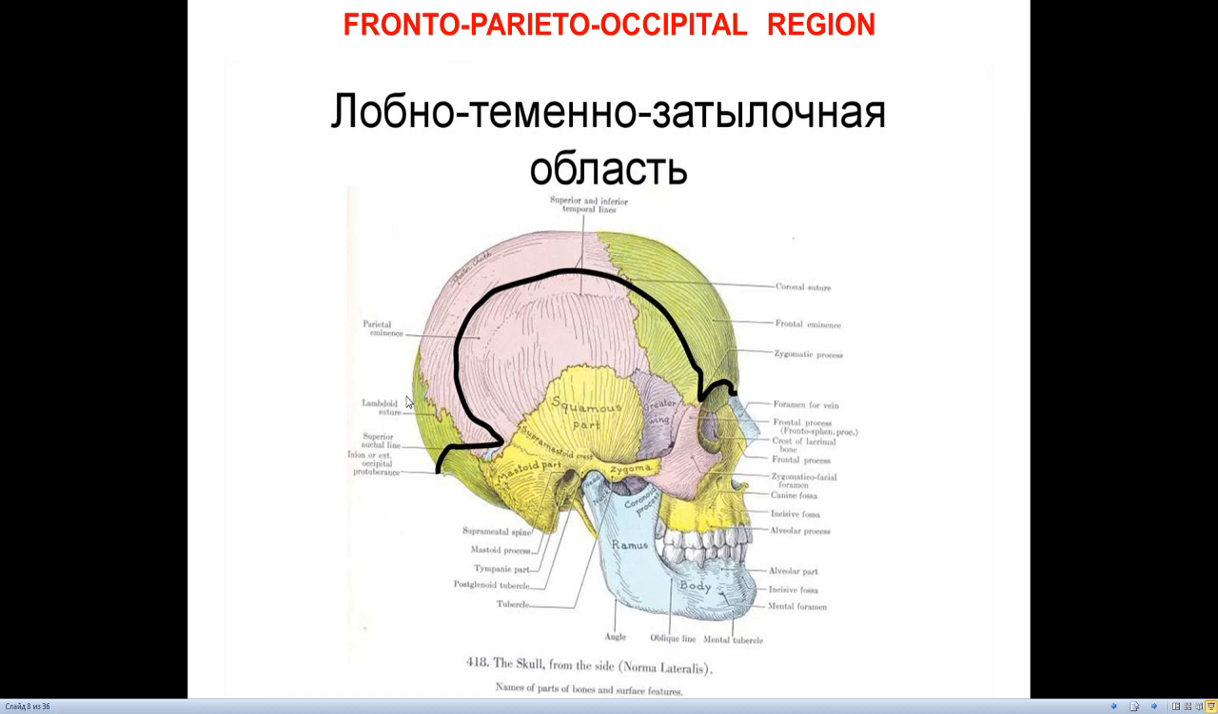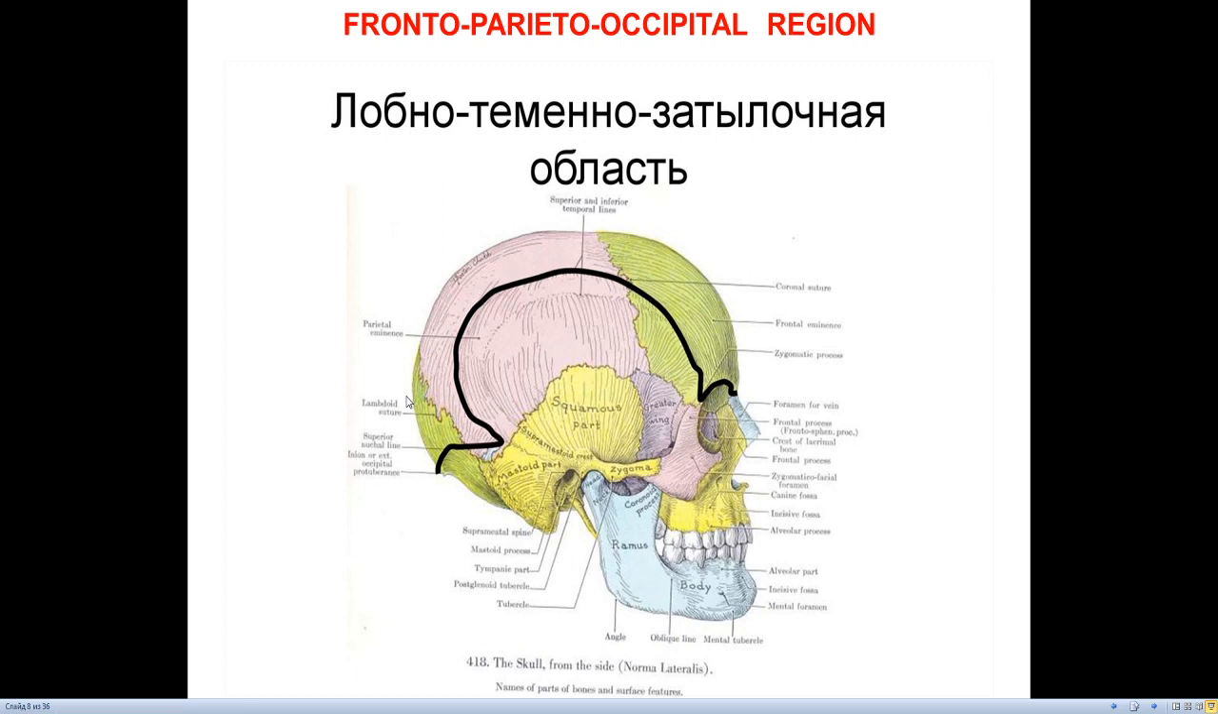Bones of the calvaria are flat. They include three layers: lamina externa, diploe, and lamina vitrea. Lamina externa is presented by the compact bone.